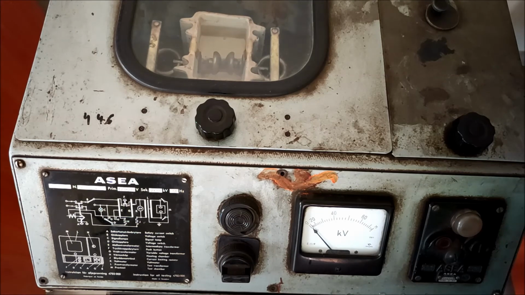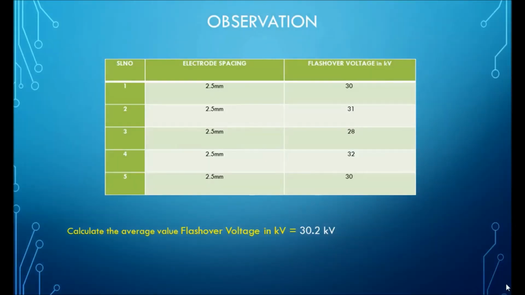Now the experiment is completed. Then this is the calculation. Now the observation. The first time I tested, the flashover voltage of the transformer oil is 30 kV, and the second time is 31 kV. The third time I tested, the flashover voltage is 28 kV. The fourth time 32 kV, and the fifth time is 30 kV. Then this is the average value of the breakdown voltage of the transformer oil. Now the breakdown strength of the transformer oil is 30.2 kV.